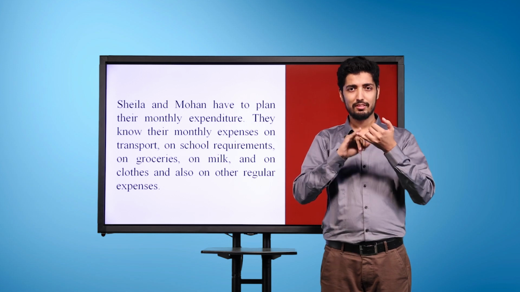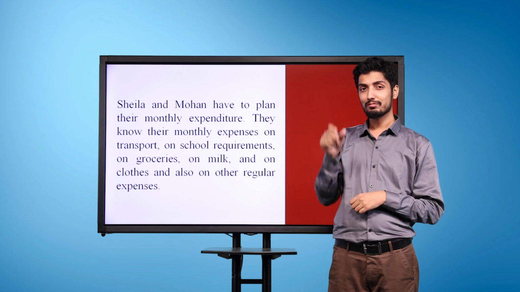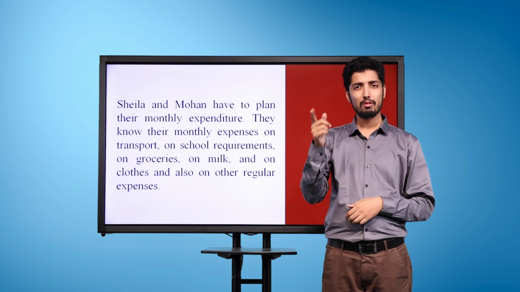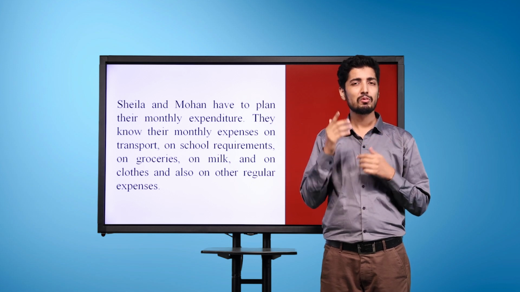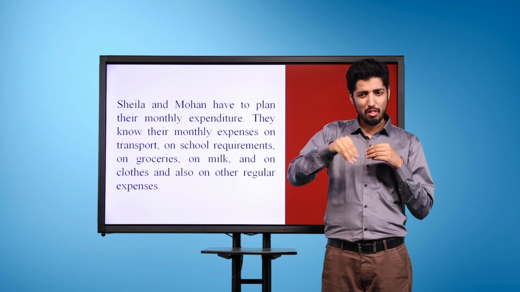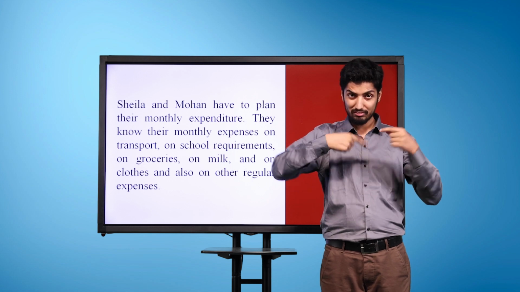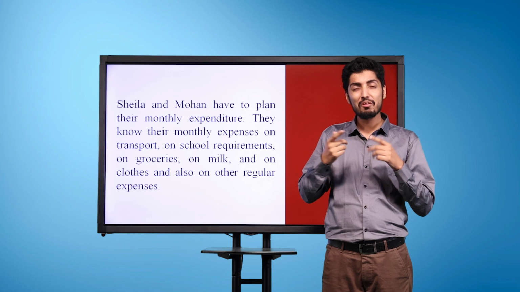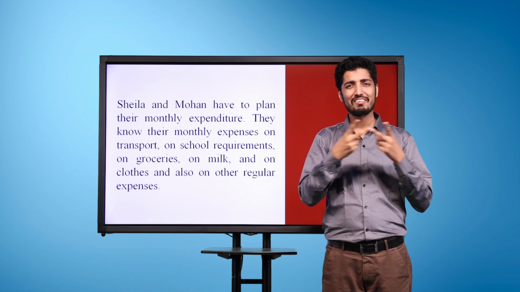Sheila and Mohan have to plan their monthly expenditure. They know their monthly expenses on transport, on school requirements, on groceries, on milk, and on clothes, and also on other regular expenses.